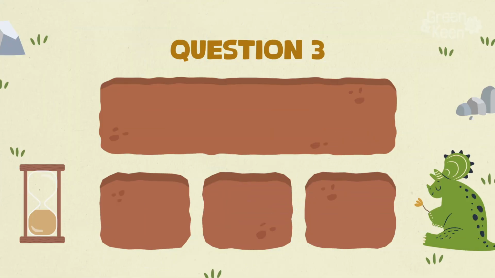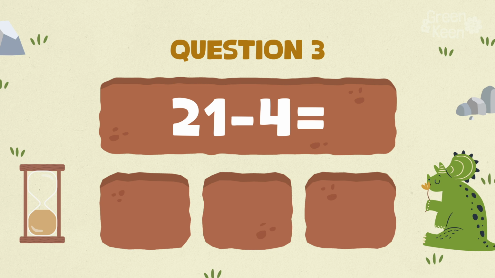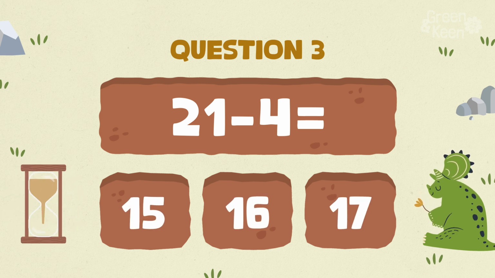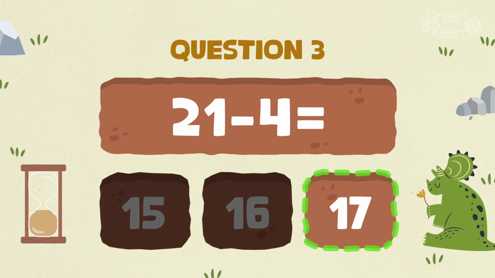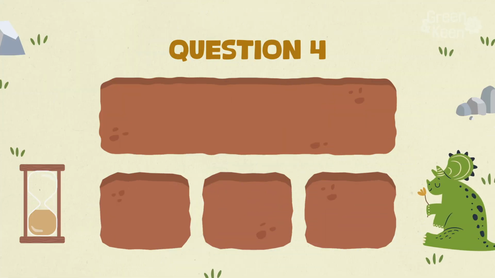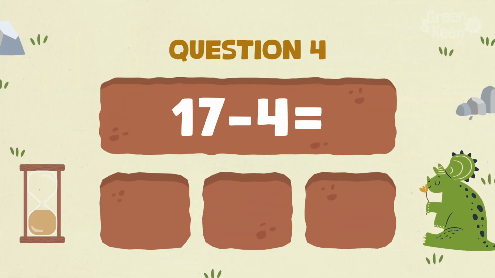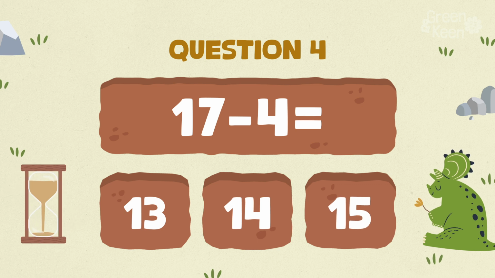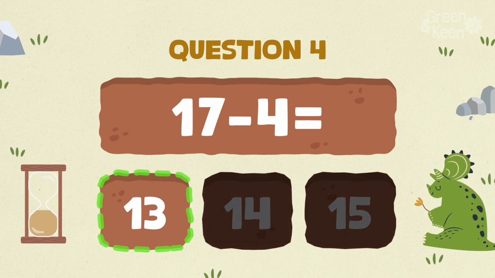5. Question number 3. 21 minus 4 equals... The answer is 17. Question number 4. 17 minus 4 equals... The answer is 13.